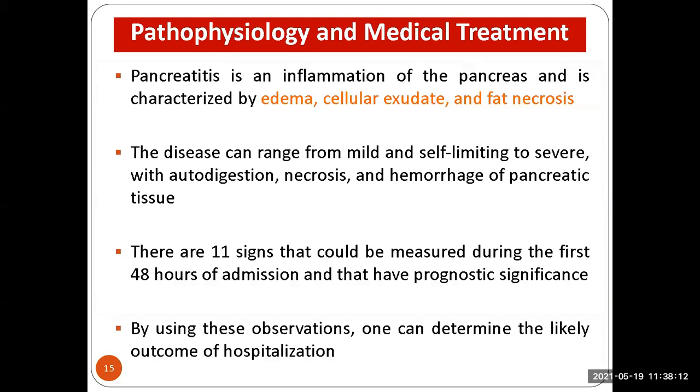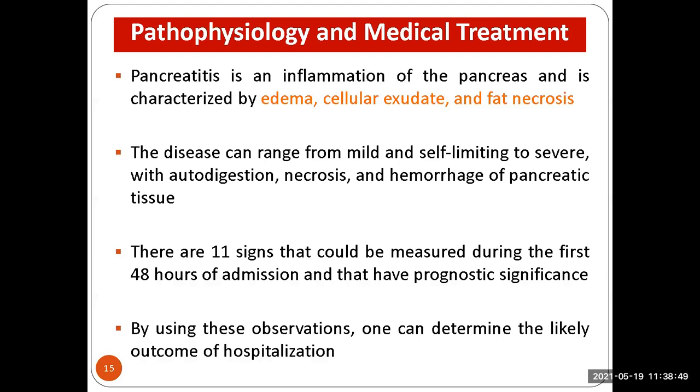Pancreatitis is basically the inflammation of the pancreas and is characterized by some symptoms like edema, which you have seen in the video tutorials, where the excessive fluid accumulated in the pancreas is removed endoscopically. Similarly, cellular exudates are there and fat necrosis. These are basically the common signs and symptoms reflecting pancreatitis, or the inflammation of the pancreas.